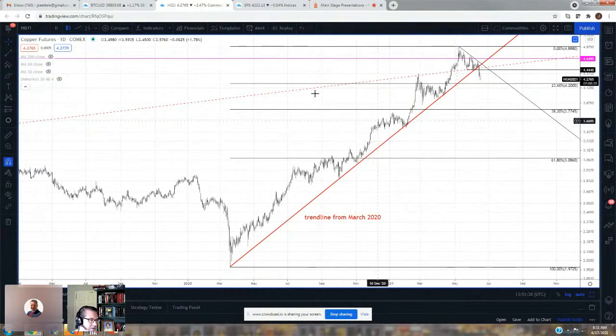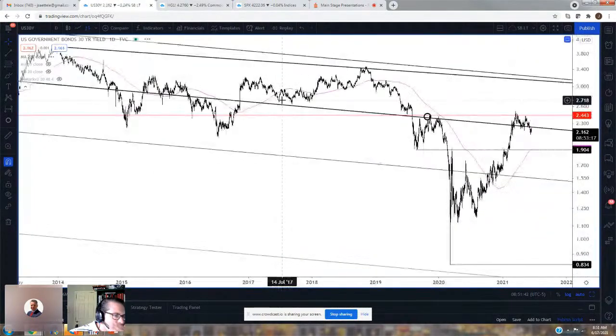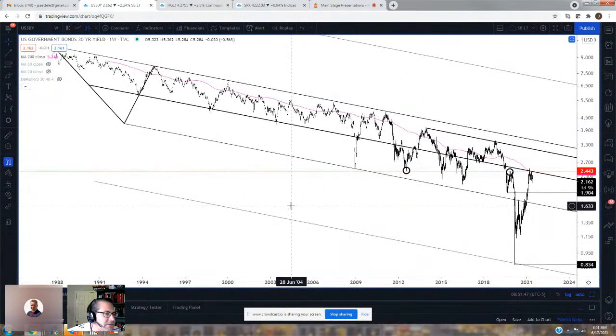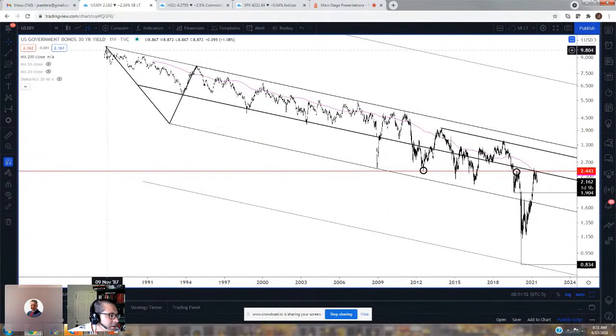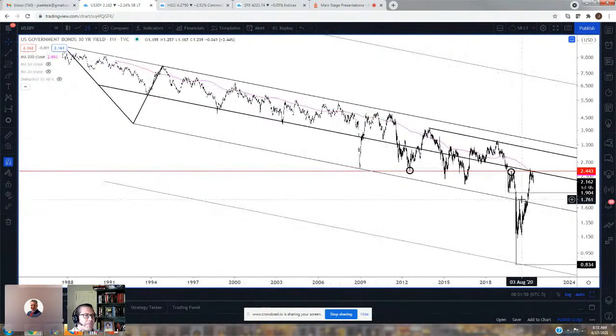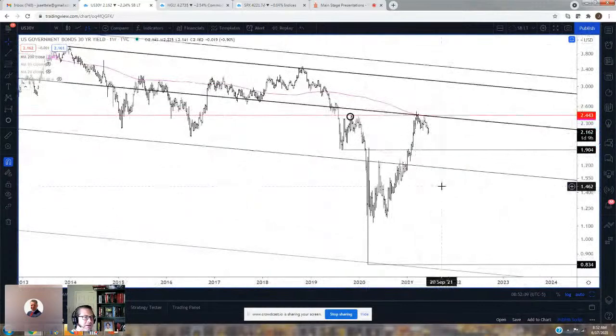Let's look at 30-year yield. Channel all the way back to 1987. This is another method: extend the channel, the width of the channel. That's exactly where we bottomed again in March 2020. Came back to the center line. And since then we've pulled back.